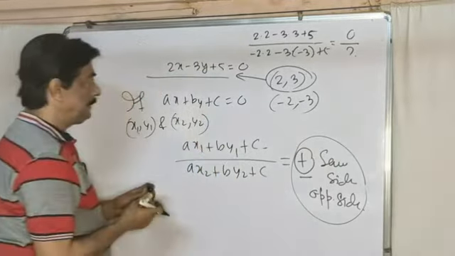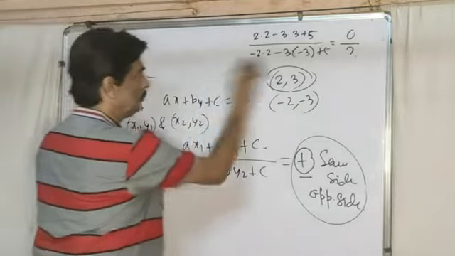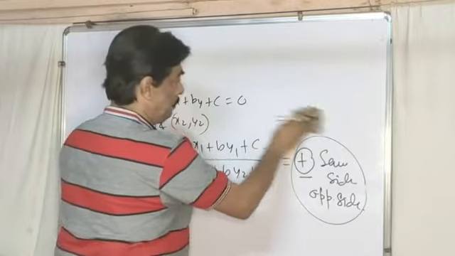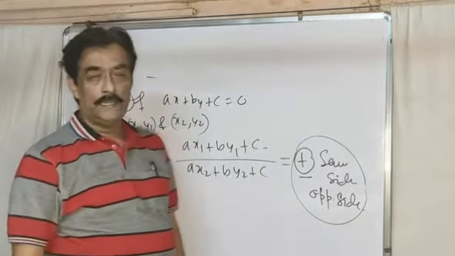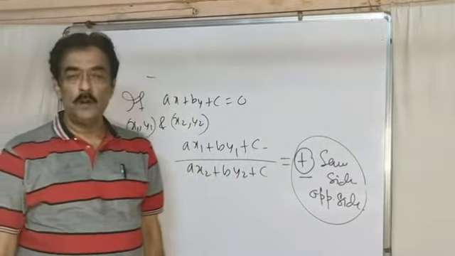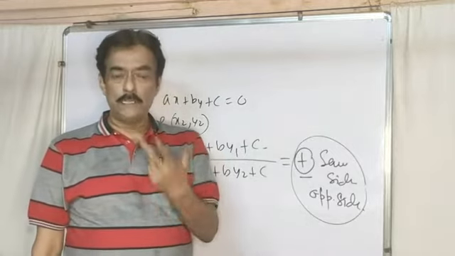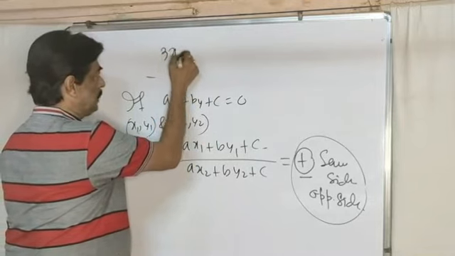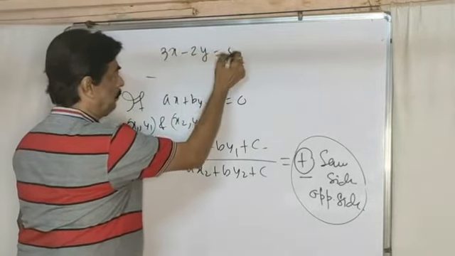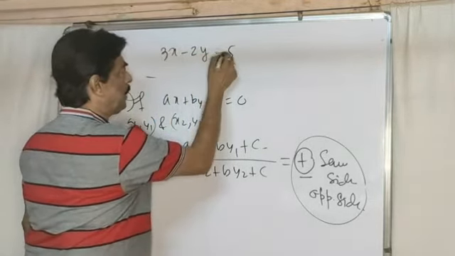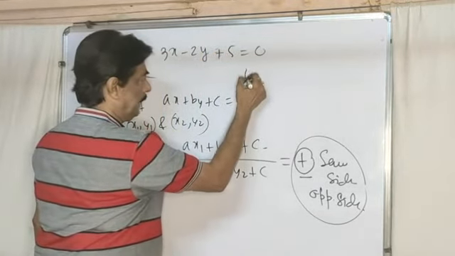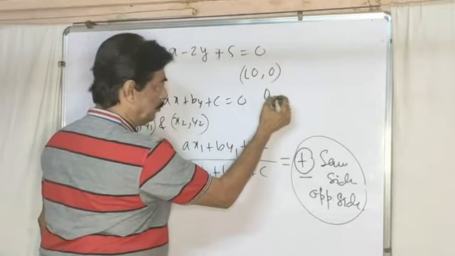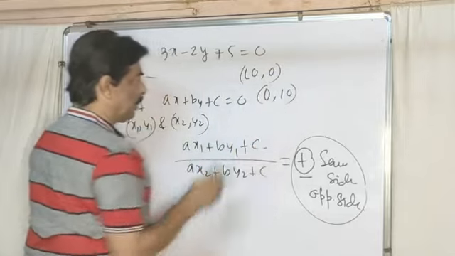Now if I change the equation, be very, very careful, because you are coming from an Indian background. The company wants to know what mathematical IQ you have. 3x minus 2y plus 5 equal to 0. Are 10, 0 and 0, 10 on the same side or the opposite side?